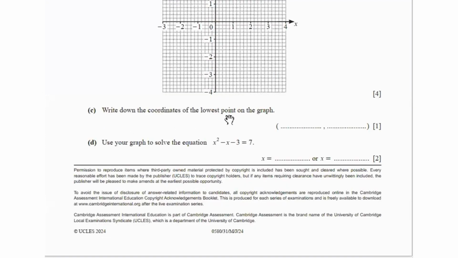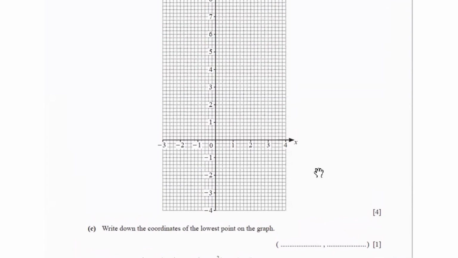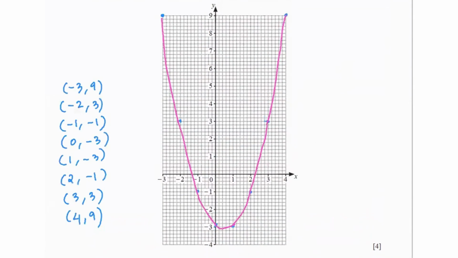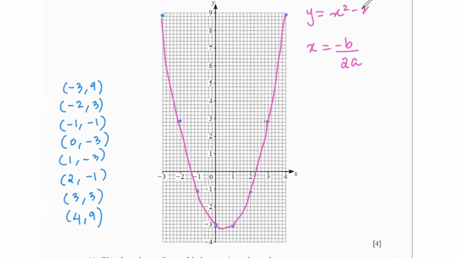Then it says write in the coordinates of the lowest point on the graph. So lowest point on the graph, since it's not well drawn, I'm going to tell you this trick. You can use this formula x equals -b over 2a to find your maximum or minimum value of the quadratic graph, which is basically your turning point and your lowest point over here as well. So the equation was y equals x squared minus x minus 3.